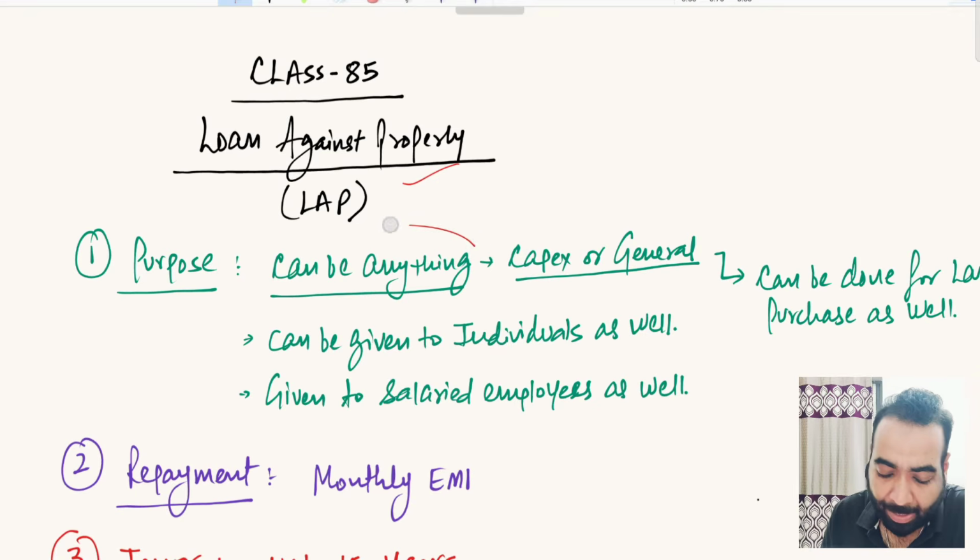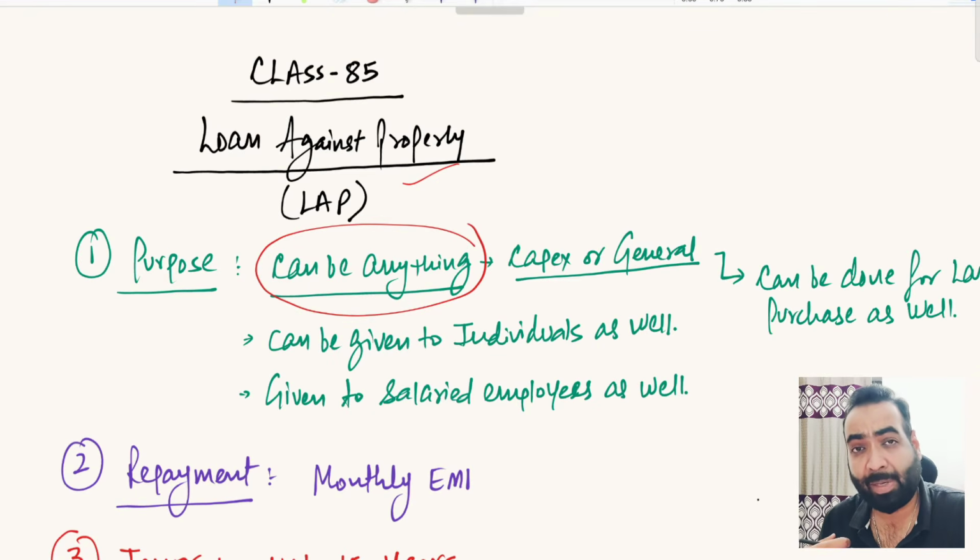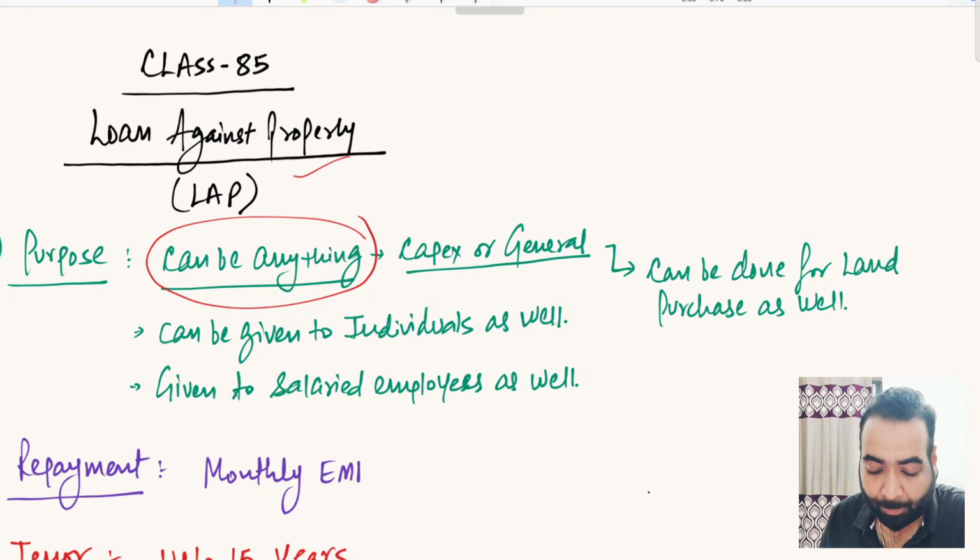So the purpose can be anything. If I am taking the loan in my individual name, in my personal name, I can be taking this loan for managing the educational expenses of my children. I can be taking this loan for the marriage expenses of my children. It can be any purpose, right? You just need to have sufficient income to repay the loans, a sufficient concrete level of income, right? And you need to have a good collateral to offer to the banks if you want this type of loan. So the purpose can be anything.